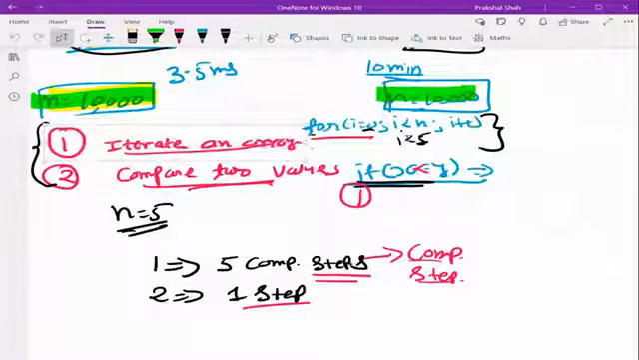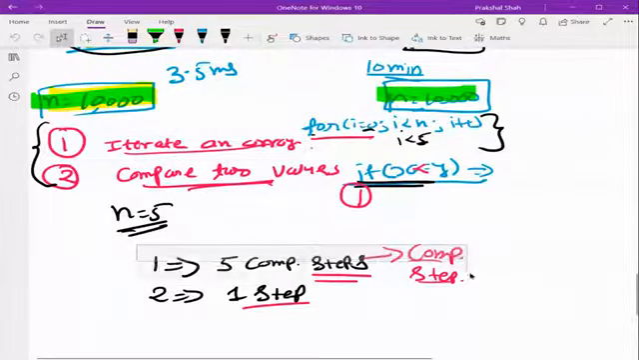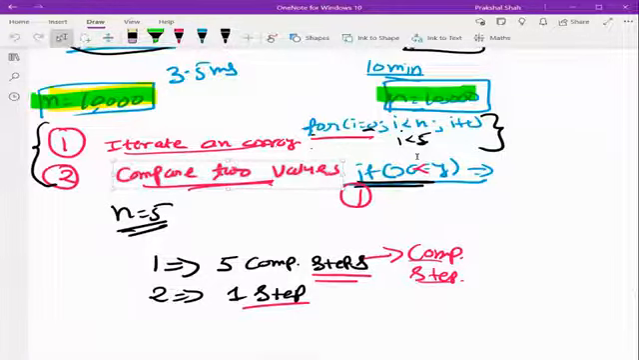Here, this would be the 5 steps only: 0, 1, 2, 3, 4. So in the first statement, this will be the 5 computer steps. In the second one, where we are comparing two values, such as if x is less than or equal to 5, or if x is less than y, if we are comparing, then this would involve just one step of comparison only, like less than, greater than, or equal to anything. This will have only one step.